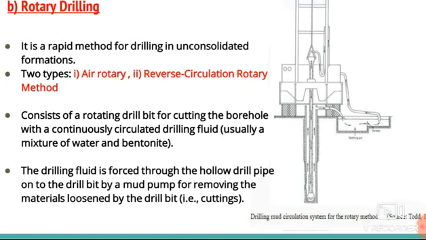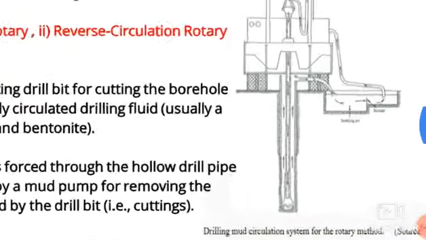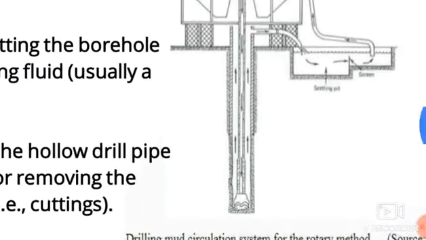In case of the reverse circulation rotary method, you just see this figure. In this figure, first the bentonite plus water will come through the center pipe. It will reach the bottom portion. It will be jetted down through the drill bit and it will be moved up. The water plus bentonite along with the soil will be moved up through the annular space between the pipe and the hole. Okay, and it will be directed to the settling pit.